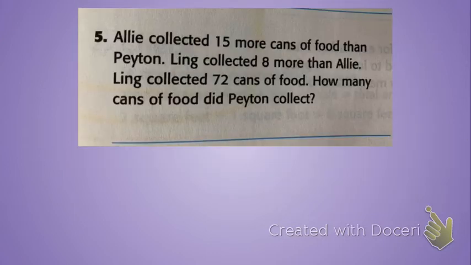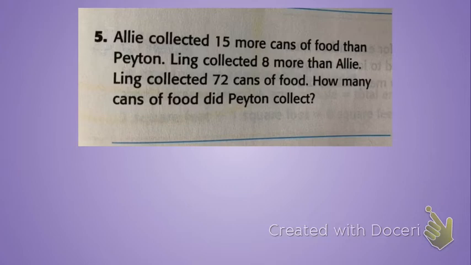All right, so let's take a look at this next one. I'll read this with you. Allie collected 15 more cans of food than Peyton. Ling collected 8 more than Allie. Ling collected 72 cans of food. How many cans of food did Peyton collect?